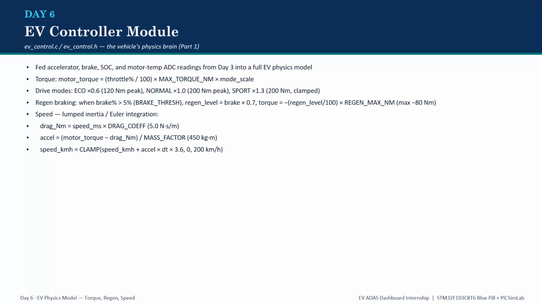For speed, I used a lumped inertia model with Euler integration. First, I calculate drag in Newton meters as speed in meters per second times a drag coefficient of 5. Then acceleration equals torque minus drag, divided by a mass factor of 450 kilogram meters, representing the vehicle's effective inertia. Finally, the speed in kilometers per hour is updated by adding acceleration times the time step times 3.6, and clamped between 0 and 200 kilometers per hour.